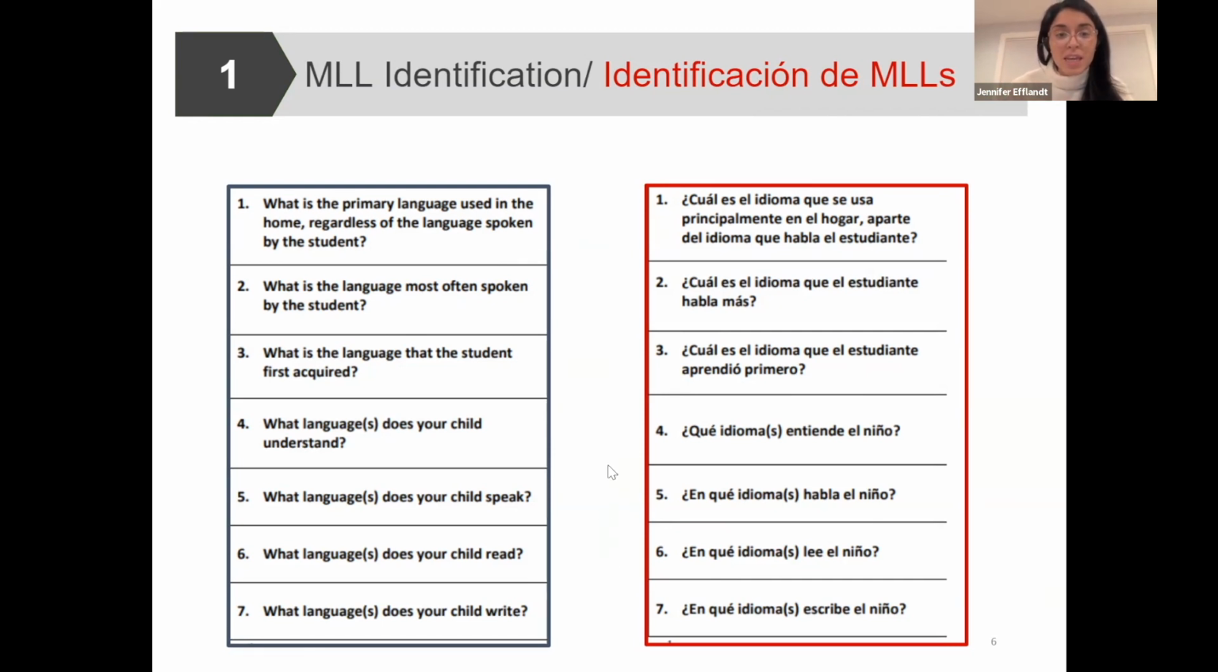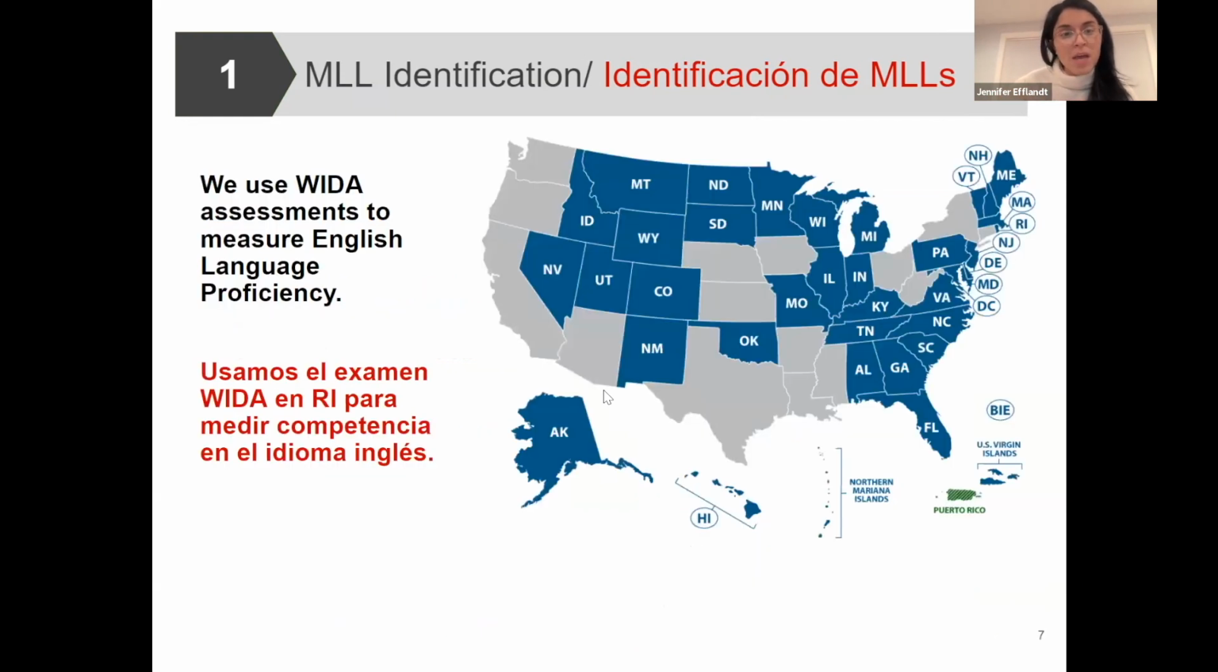And so if your child speaks another language or is exposed to another language at home, then we administer an assessment when they first start school. This is an assessment that a company called WIDA creates, and it's an assessment that's used almost in all of the states here, colored in blue. So it's an assessment used across the country. And that assessment measures their English language proficiency.